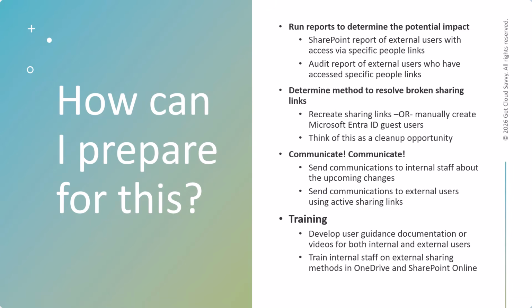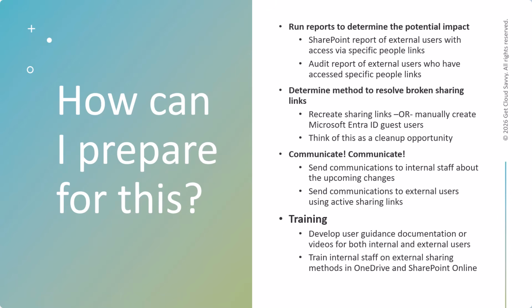How do we prepare for this? So we mentioned before that we want to run a couple of reports, right? The first report we want to run is basically a SharePoint permissions report. It's a report of all the external users that have specific people links, okay? That's the first report. The second report is an audit report. So we're talking about a Microsoft Purview audit report to let us know which external users have used a specific people link in the past 90 days or something like that.